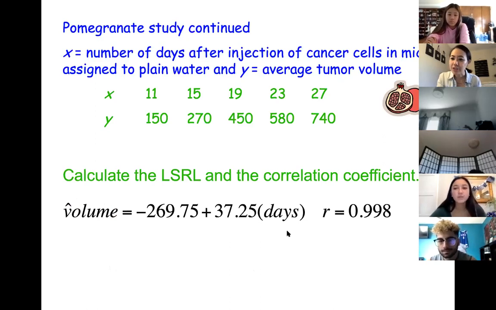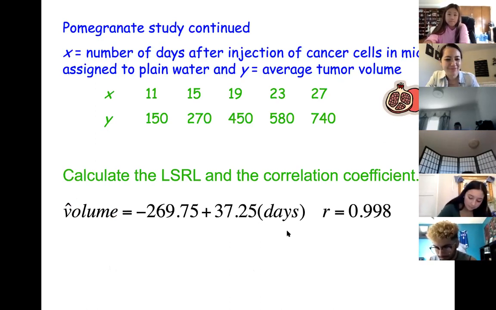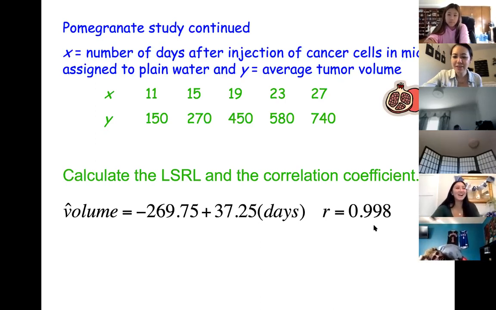Sorry, is it okay if it just goes over the V, or do you want it over the whole word? Usually I do it over the whole word. I just couldn't figure out how to type it in that way. Thank you. Yeah, no problem. Any other questions on how to write the LSRL equation?